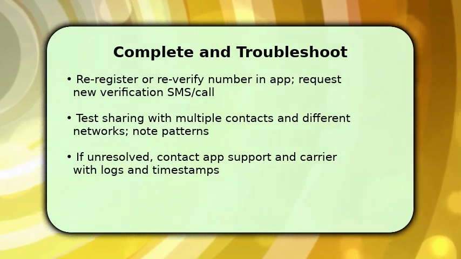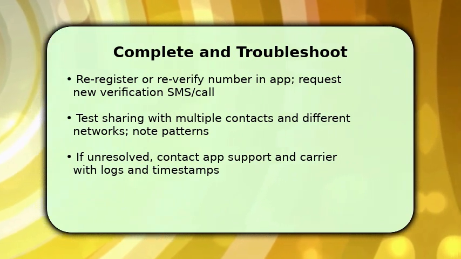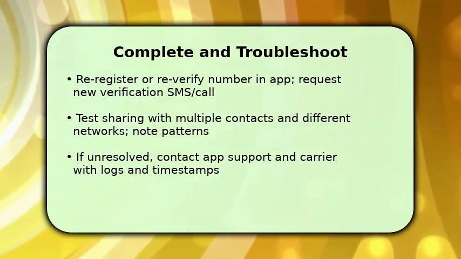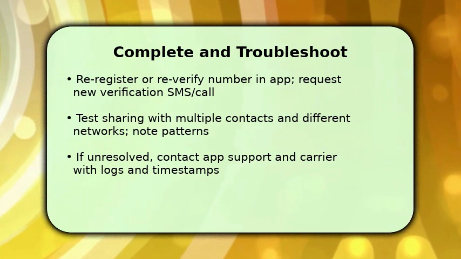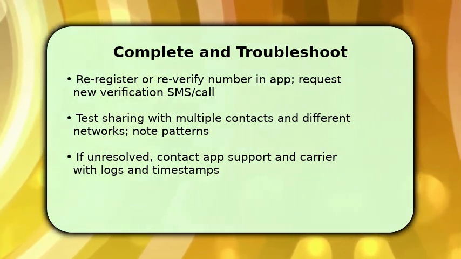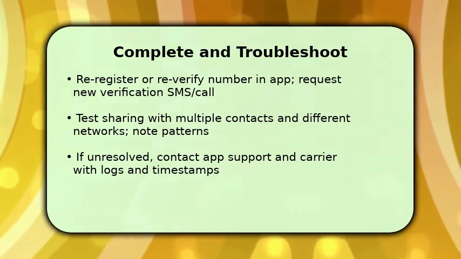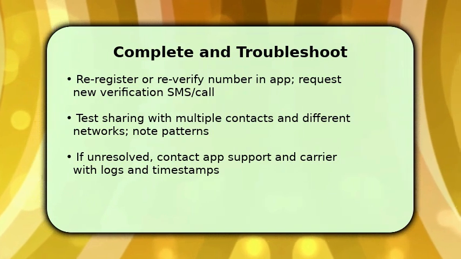Once verified, try sharing the number with several contacts and on different networks to see if the issue is isolated or universal. If it still fails, collect timestamps, screenshots, and any error messages, then contact the app support and your carrier. One key troubleshooting tip: enable diagnostic logging in the app or take a screen record.